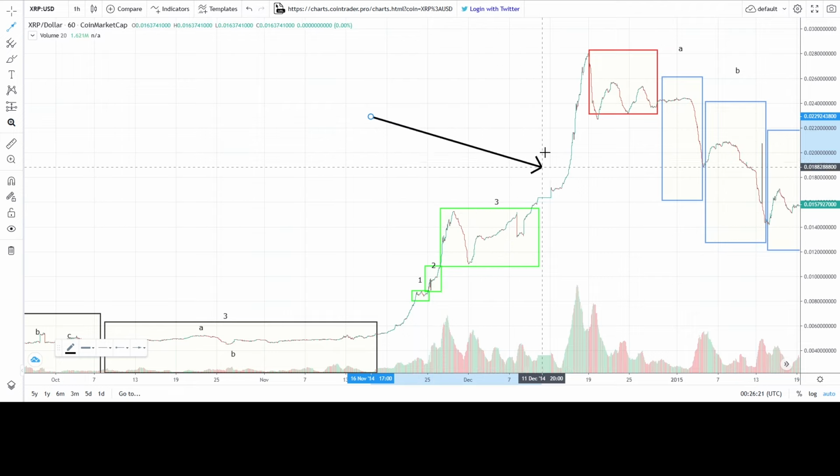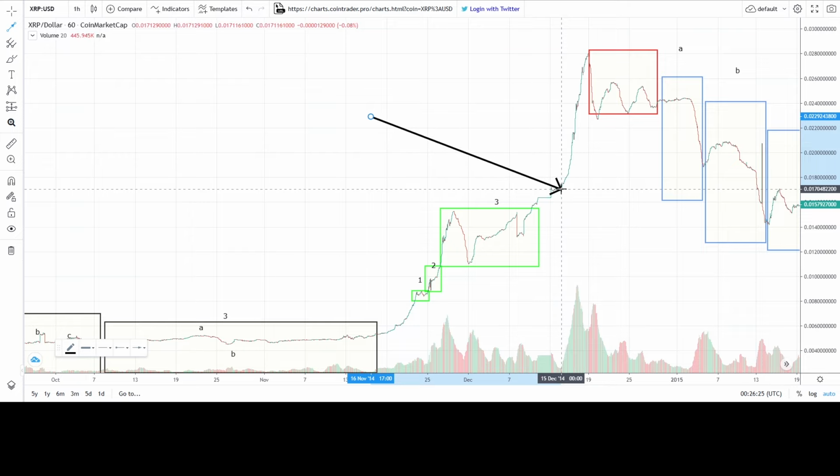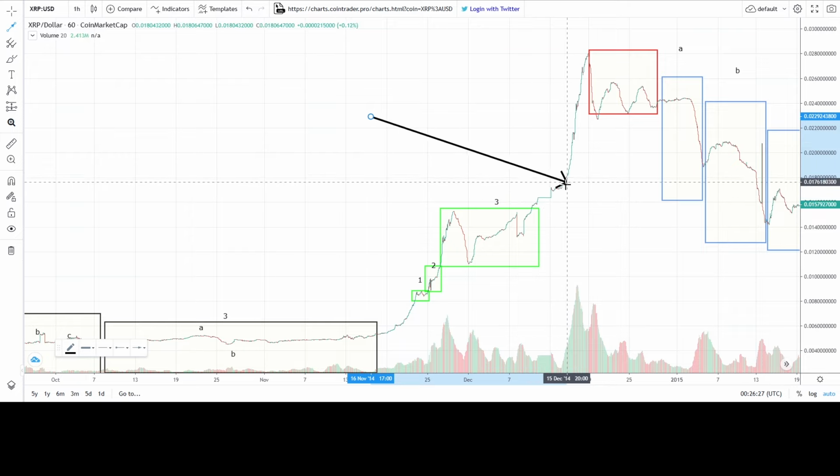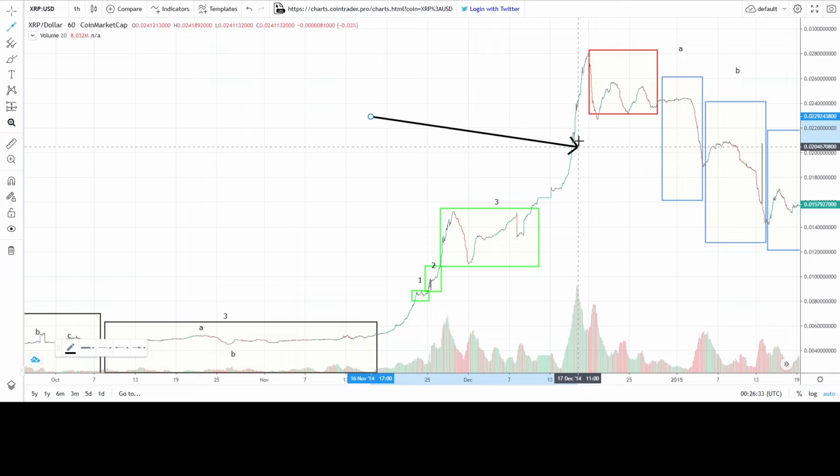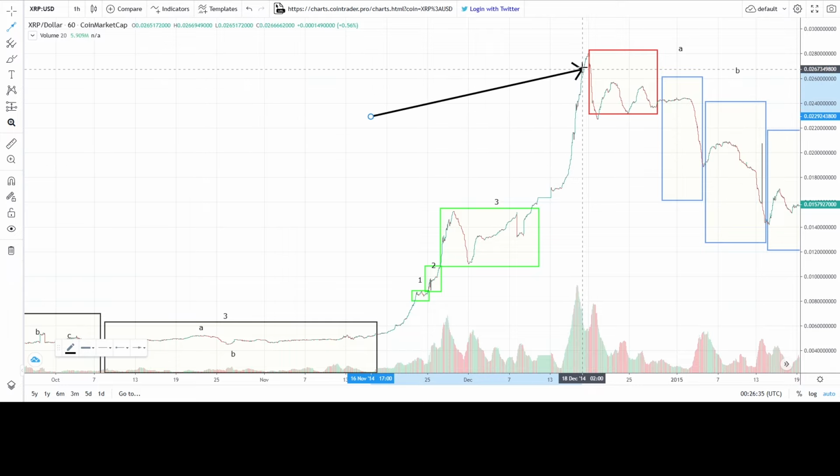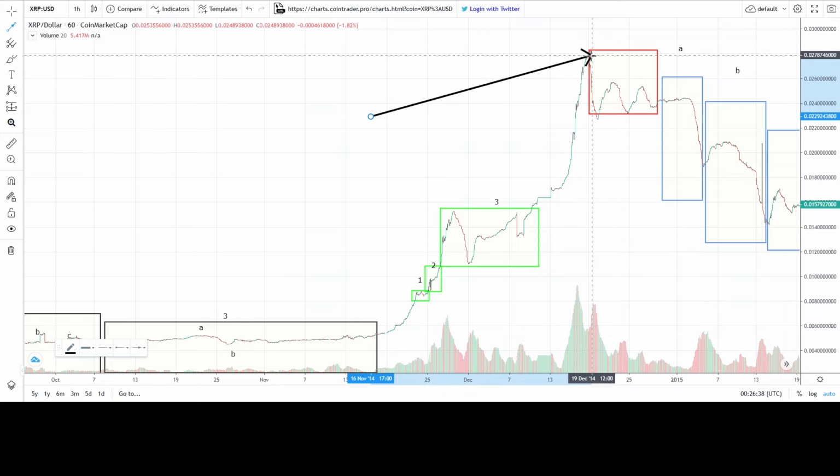So there are 7 moves to the peak, but we have this kind of part right here where it goes flat. We do not count that. But once it starts going vertical, then we can count. So let's count. 1, 2, 3, 4, 5, 6, 7.